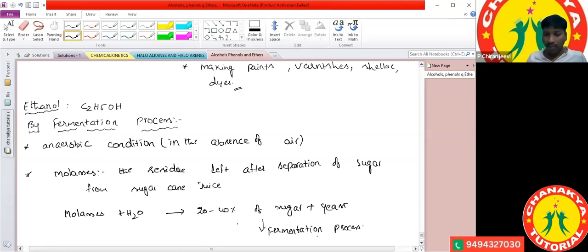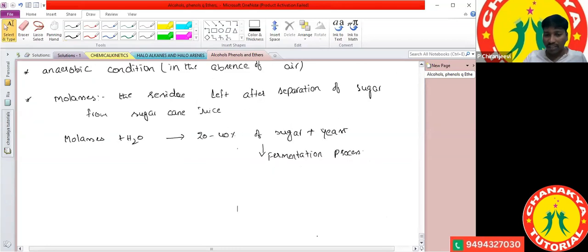If it undergoes the fermentation process, first let us see what chemical substance is there in the sugar. So the sugar solution contains sucrose. What is the molecular formula of sucrose?